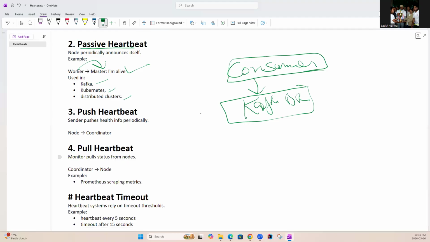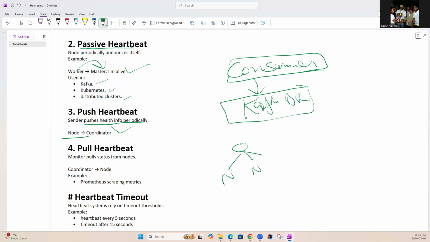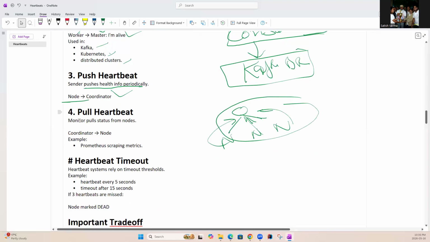Push heartbeat: the sender pushes health info periodically, node to coordinator, just as we discussed. This is an orchestrator. We have three nodes, node 1, node 2, node 3. The nodes send messages to the orchestrator: I'm alive, I'm alive. It's the push heartbeat. Now pull heartbeat: the monitor pulls status from nodes. The orchestrator will ask, node, are you alive? This is the pull heartbeat.